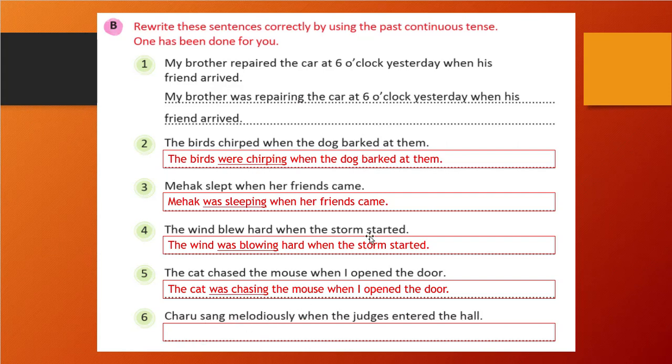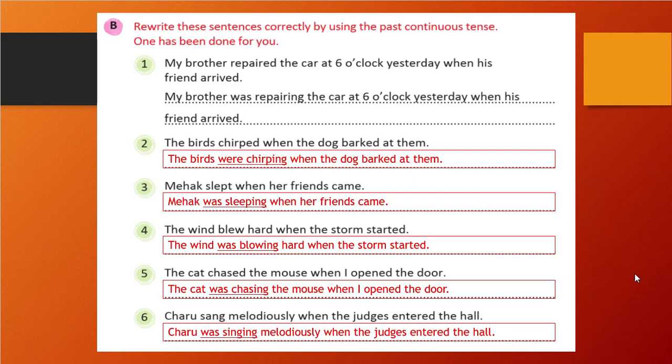Charu sang melodiously when the judges entered the hall. So, the judges entered already. Okay. So, what action? The singing action is going on. Sang. So, we will write: Charu was singing melodiously when the judges entered the hall. Right? That way we can show the past continuity of this action. Charu was singing melodiously when the judges entered the hall. Right? This is also a very easy exercise.